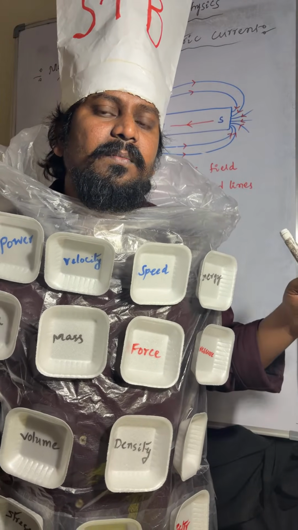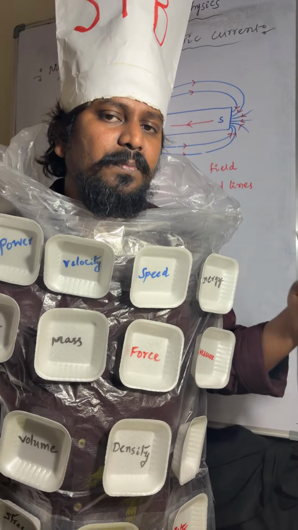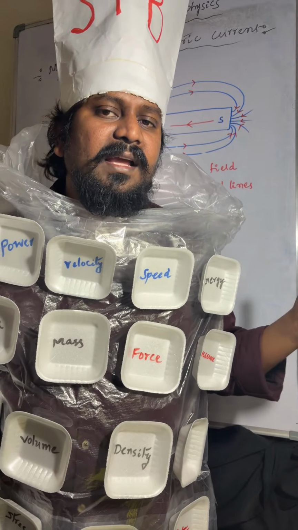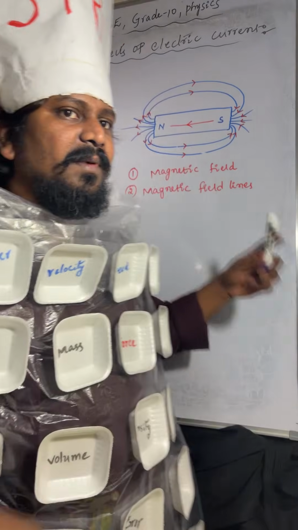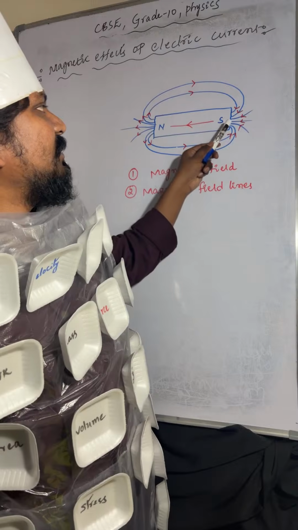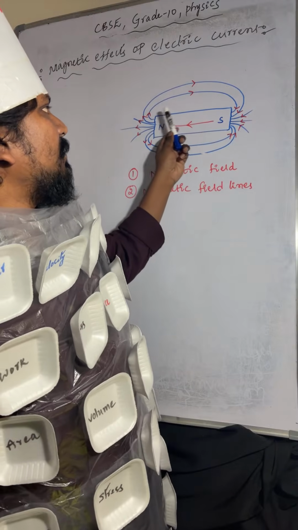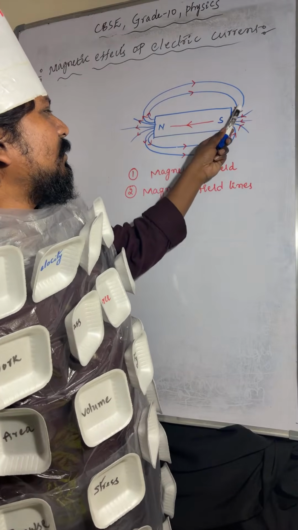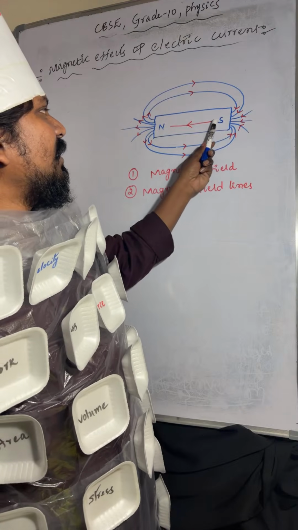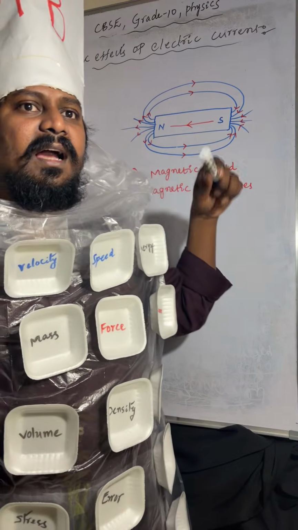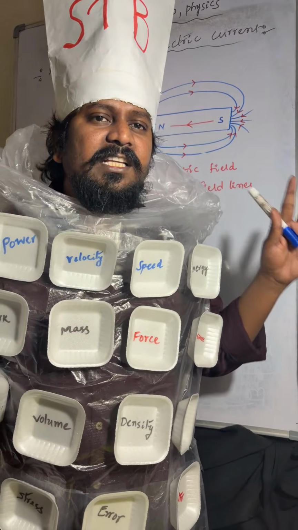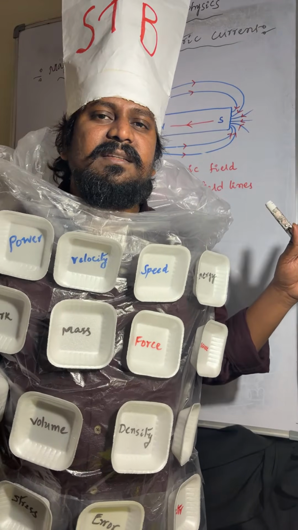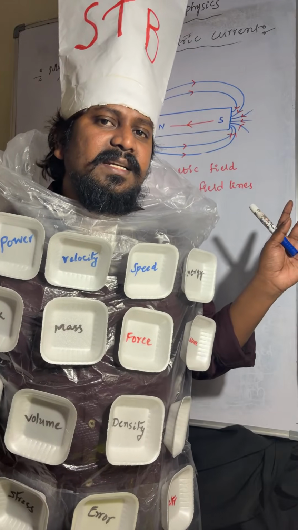Coming to the properties of the magnetic field lines. Point number 1: magnetic field lines emerge out from north and merge at south. Outside of the bar magnet, the magnetic field will be from north to south. Inside of the bar magnet, from south to north. And coming to the next one, these field lines never intersect. Magnetic field lines never intersect.